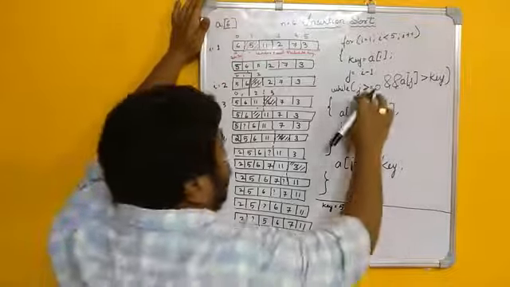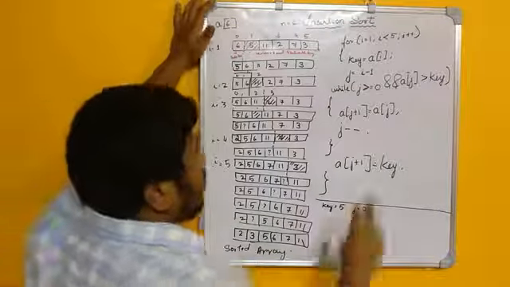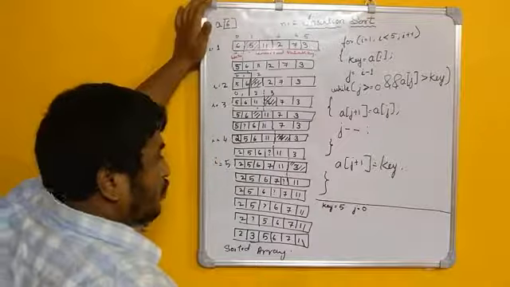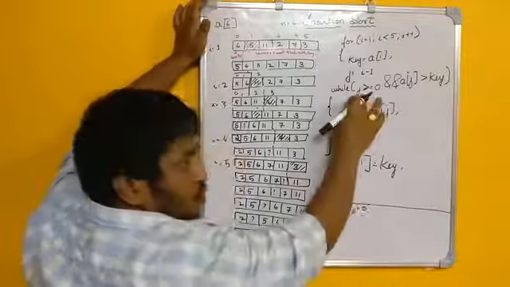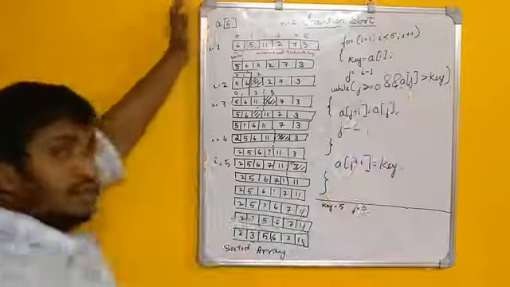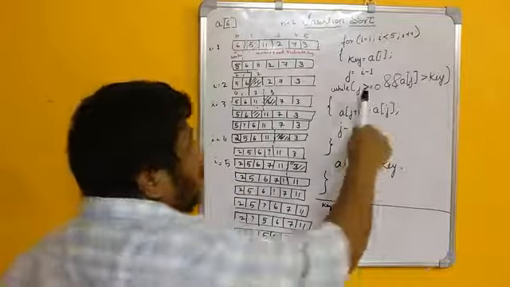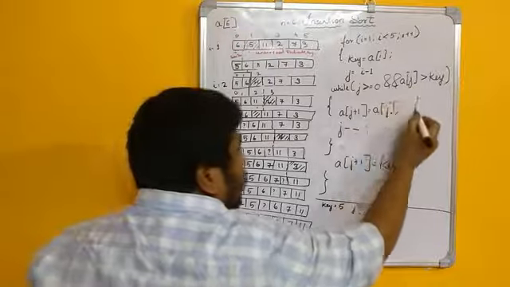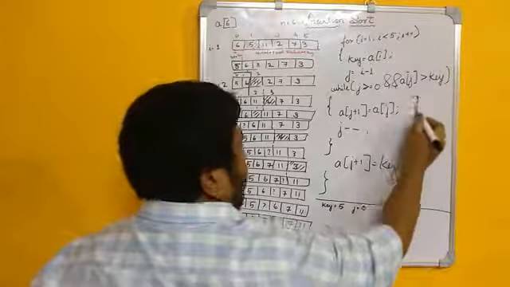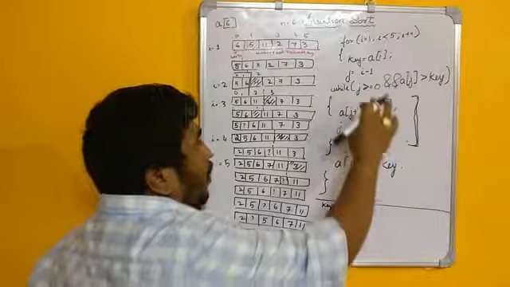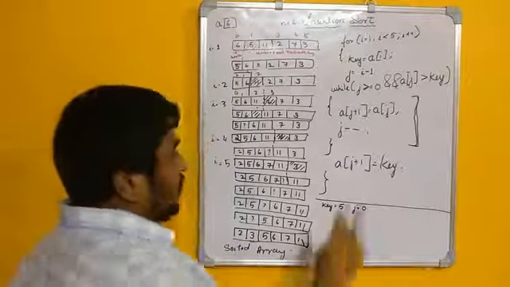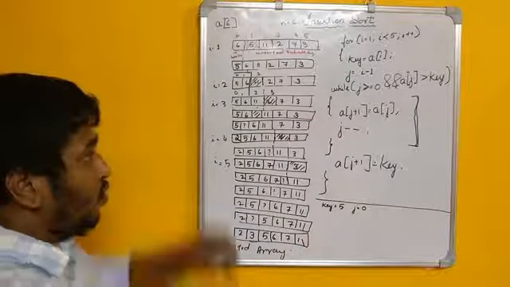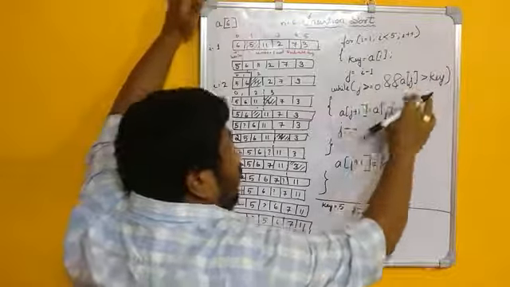Now what do we have to compare? Again we have to check the condition: while j is greater than or equal to 0. So the condition is true. Here there is an AND operator. When there is an AND operator, both conditions in the while loop should be true, then only the statement will be executed. Otherwise, if either one condition is false, the statement will not execute, it will come out of the loop and execute the next statement. So here the first condition is true.